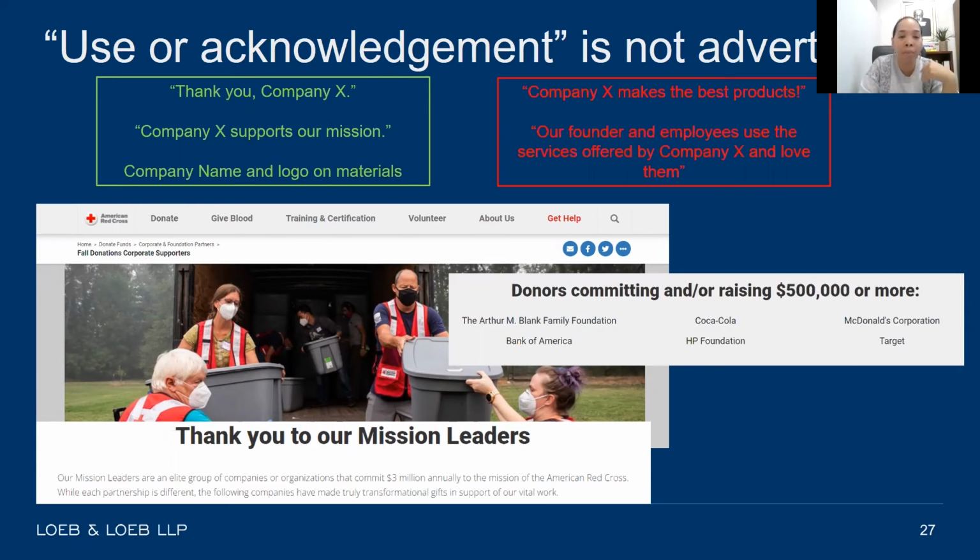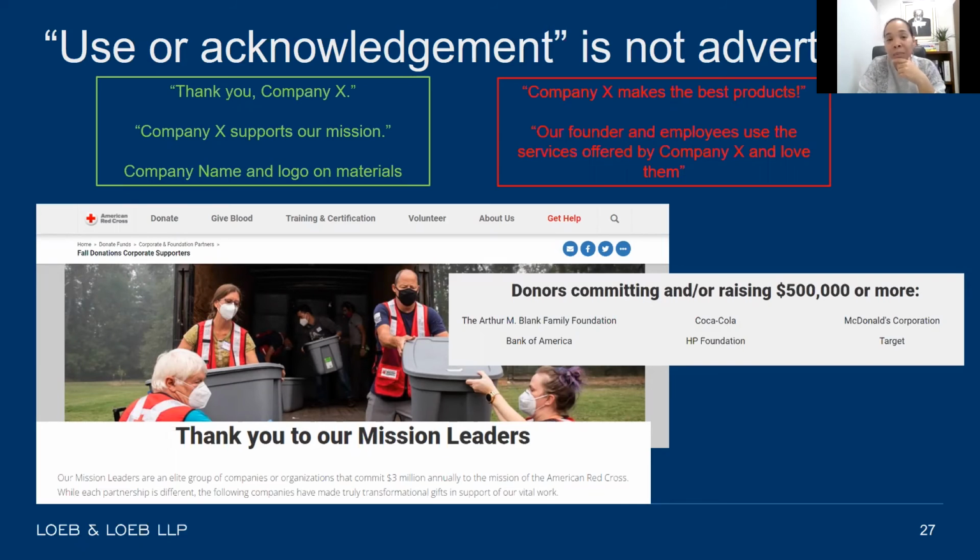But thank you to our sponsors, with logos and links, is not problematic. What is problematic? Qualitative comments about your goods and services, comparisons, superlative statements, and of course, outright endorsements.